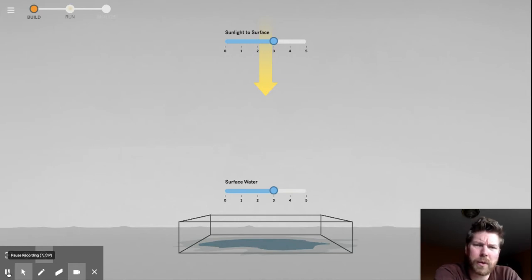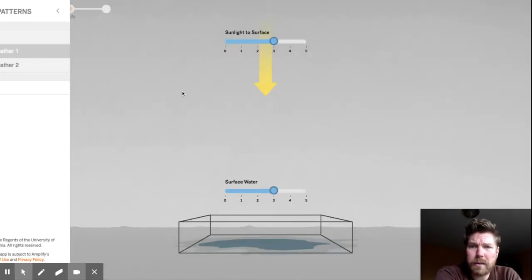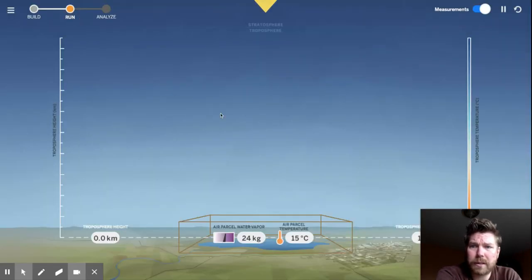So in chapter one, one of the main things that we were learning about was the amount of surface water and how that plays a role in the amount of rain that we can expect from a storm. So we're in the sim right now. We are in regional weather 1, and we haven't touched the surface water. Surface water is at 3. Sunlight to the surface is also at 3. We're going to go ahead and let it run.